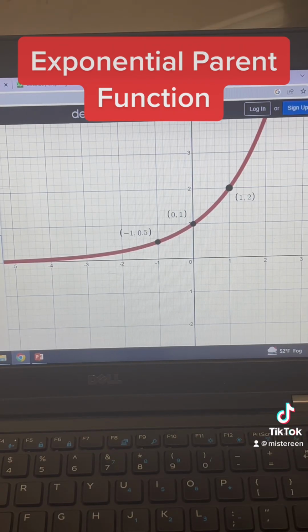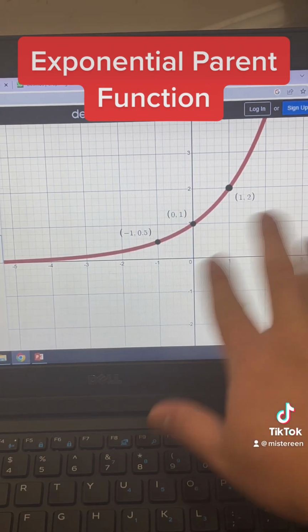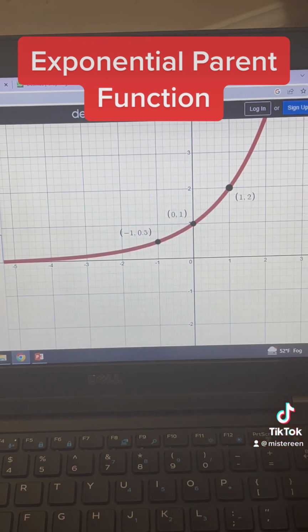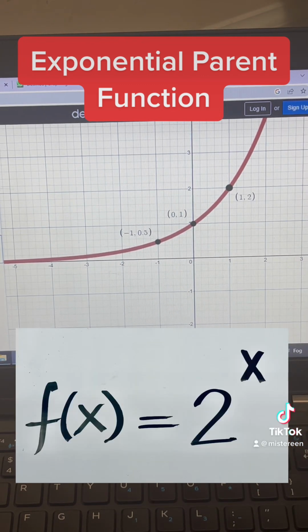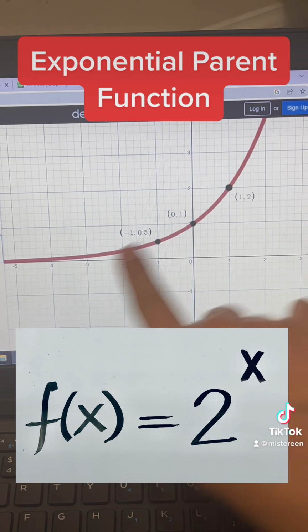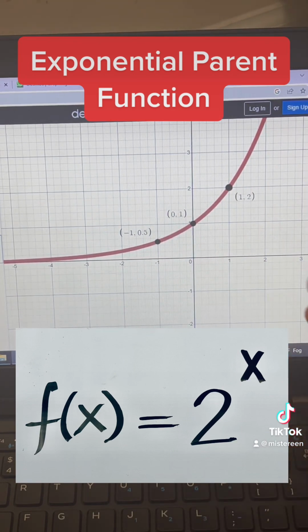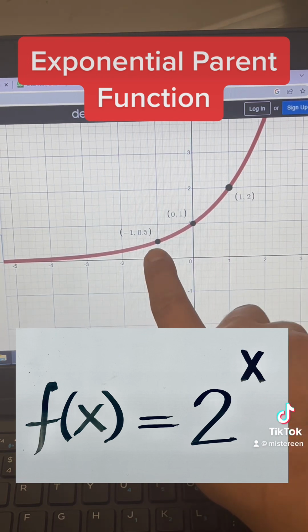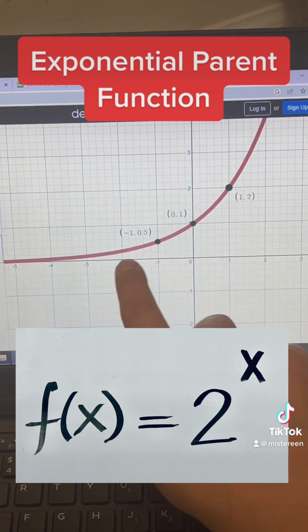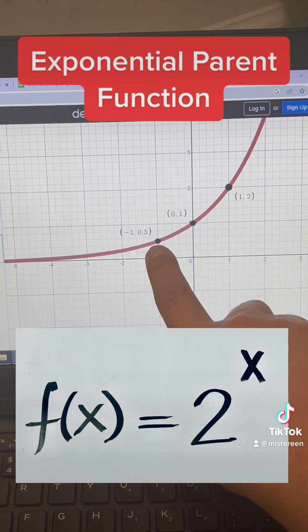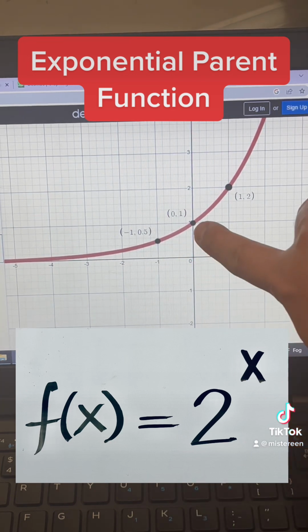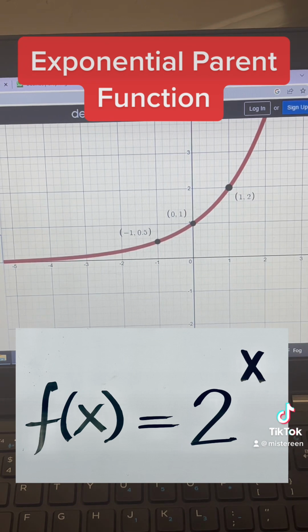Next is the parent function for the exponential. This is our baseline graph for the exponential, and this is your equation: f of x is equal to 2 raised to x. That's the equation for the parent function of the exponential. Now, as you can see in this parent graph for exponential, these are the three important points that I highlighted. The graph goes through (-1, 1/2 or 0.5), (0, 1), and (1, 2). So take note of the parent function for exponential.